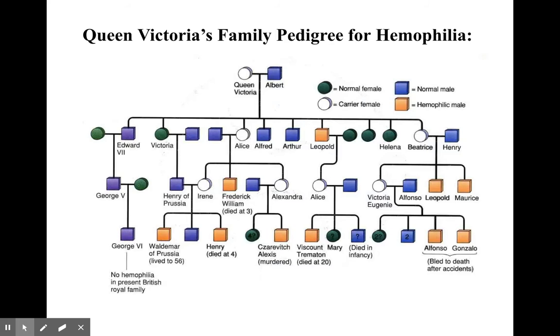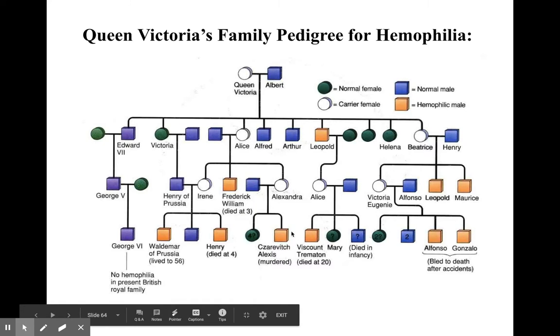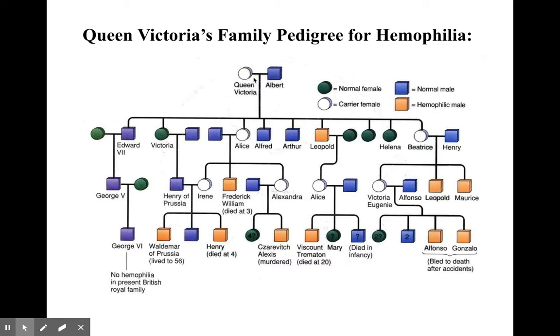So I wanted to show you Queen Victoria's family pedigree for hemophilia. I mentioned this before when we talked about sex-linked genes and how Tsar Nicholas's family, of course, they were all killed during the Russian Revolution. So Alexis down here had hemophilia. His mother, Alexandra, was Queen Victoria's granddaughter. Her mother was Alice. So Queen Victoria is a carrier. Her husband, Prince Albert, did not have hemophilia. But you could see her first line of kids, she had a son who had hemophilia. She had 2 girls who carried the trait.